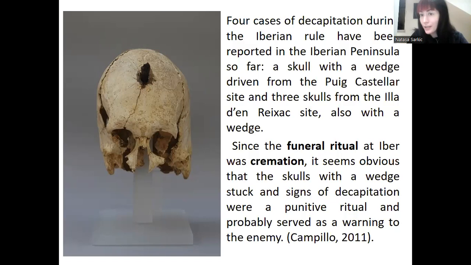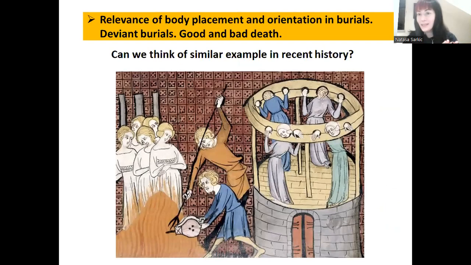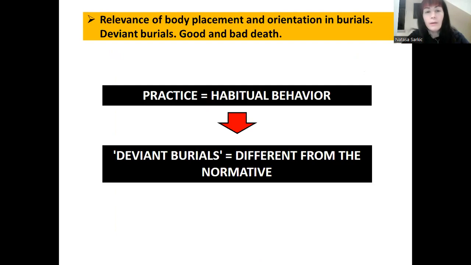So what similar examples can we think of in recent history of changing the ritual? Of course, we have the same fact, but opposite. In Christianity, where the dominant practice is inhumation, cremation was used as a punishment for burying witches. It's like, they're not even going to have a proper burial in the soil. Their body has to be destroyed. So this is very similar, just with something completely opposite of the dominant practice in the population. If funeral practice can be defined as habitual behavior after someone dies, then deviant burial can be defined as completely different from the normative.